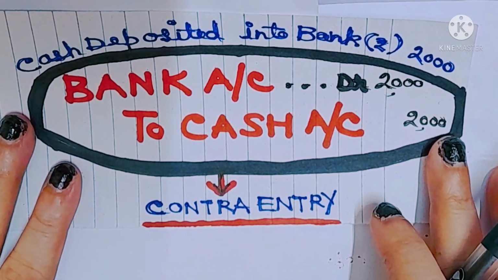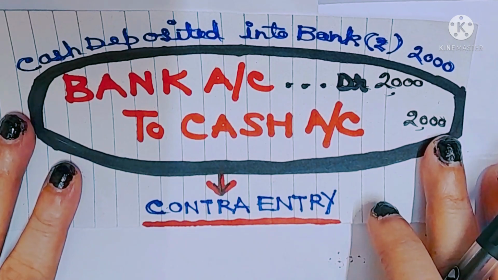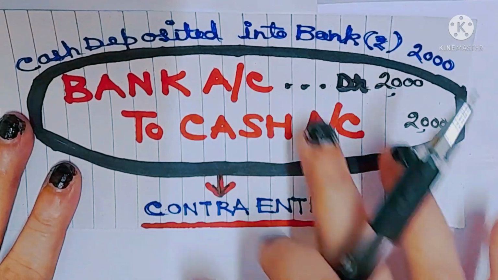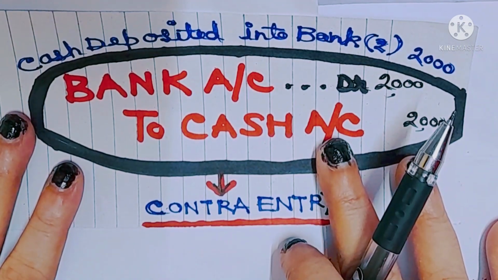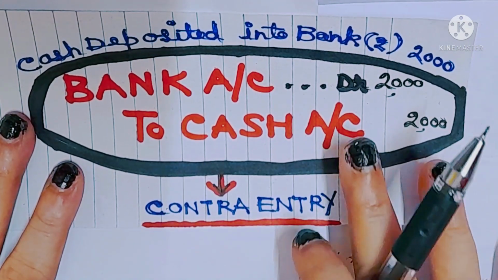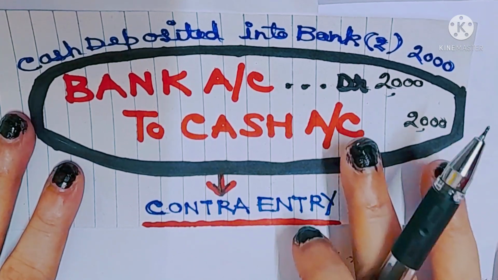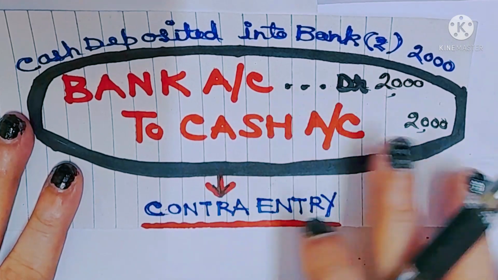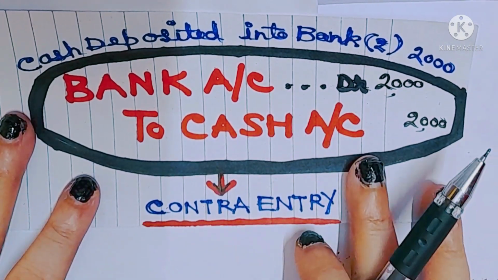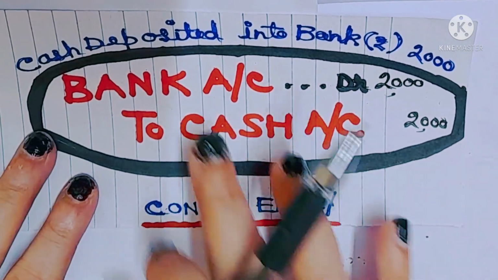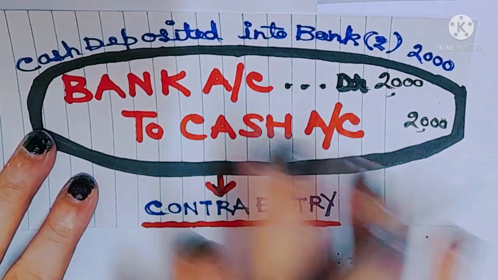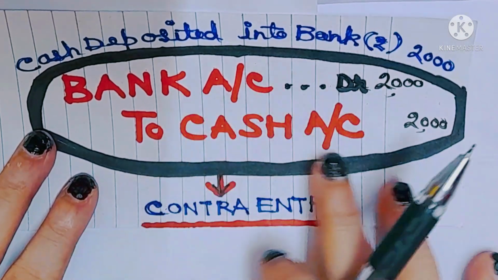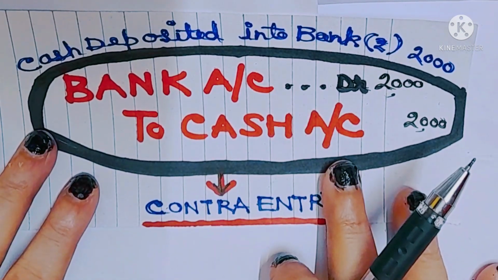A contra entry is a transaction which involves both cash and bank. Both the debit aspect and the credit aspect of the transaction get reflected in the cash book. A contra entry affects both bank account and cash account because there are two columns in the double column cash book, the cash column and the bank column. Understood? We have to look at the position of both bank account and cash account. So what is the position of bank account? Since bank account is on the debit side, cash account will also be on the debit side.